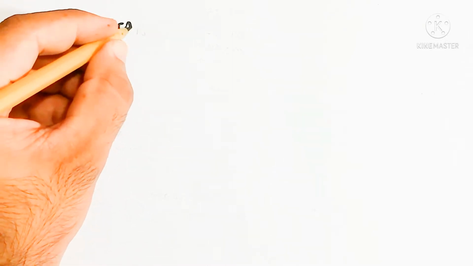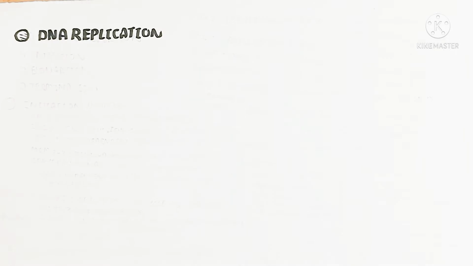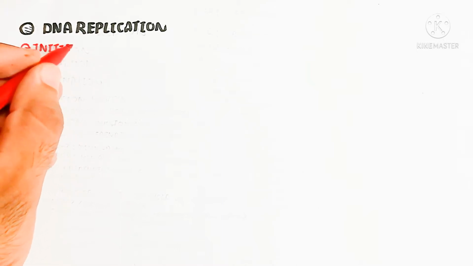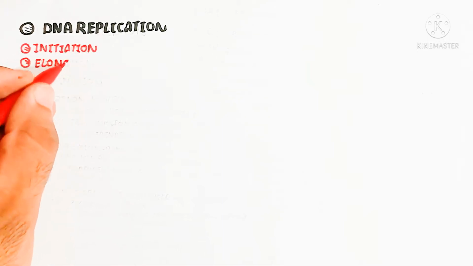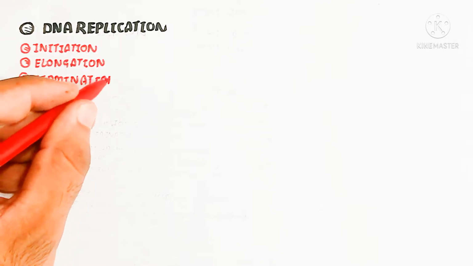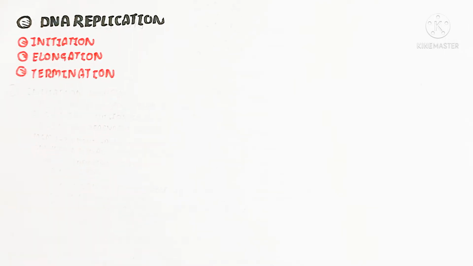Hello, in this video we will discuss DNA replication in detail. DNA replication is done in three steps: initiation, elongation and termination. For the initiation step, we will first discuss the initiation proteins involved.